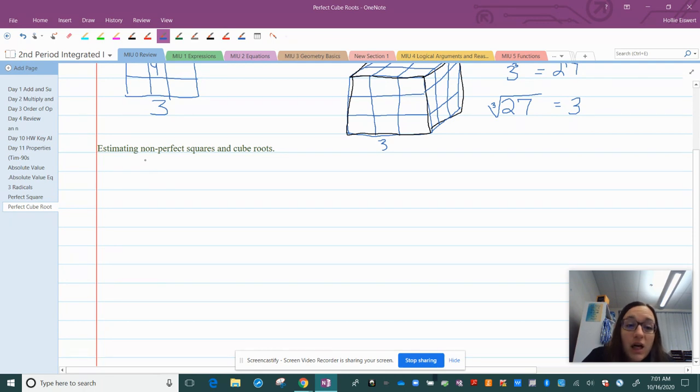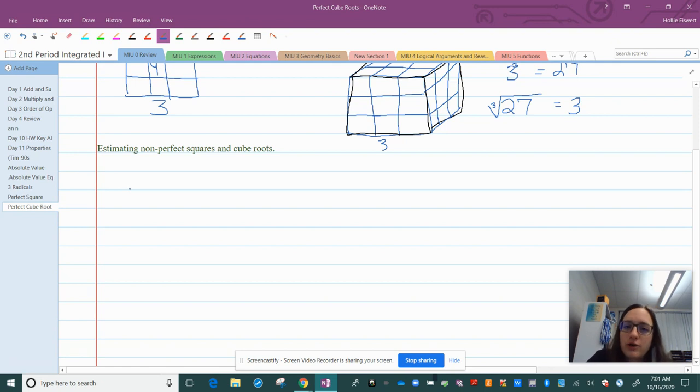So, estimating non-perfect squares and cube roots. What's nice is this list is going to be very helpful. We're going to do a few examples here for estimating non-perfect squares. What we're going to do is go for the basic level of what two numbers it would be between.